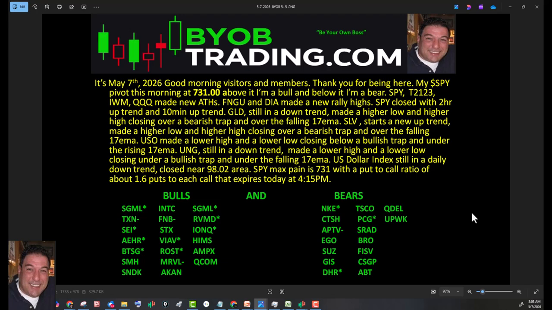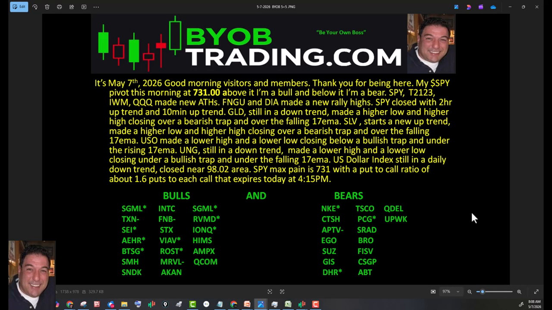Gold still in a downtrend. Made a higher low and a higher high. Closed over a bearish trap and over the falling 17. Silver starts a new uptrend. Made a higher low and a higher high. Closed over a bearish trap and over the falling 17.